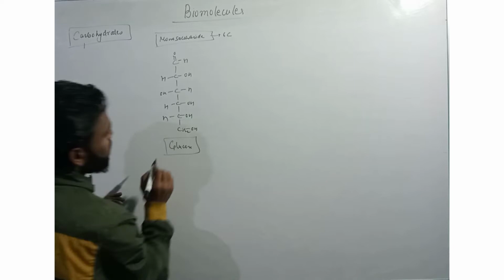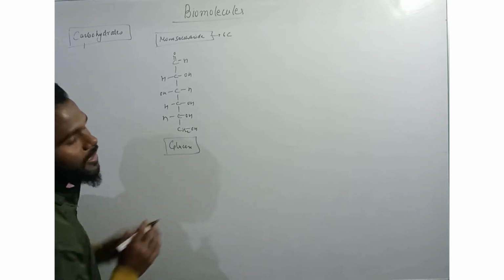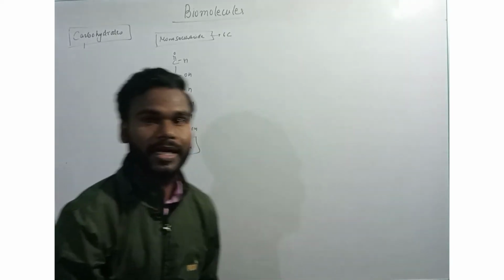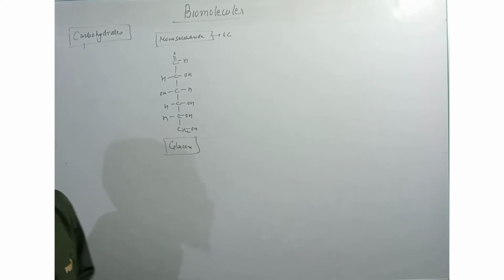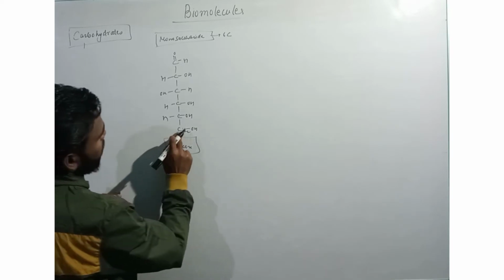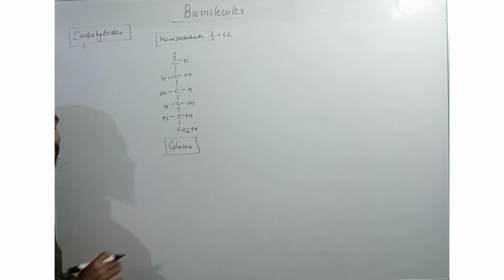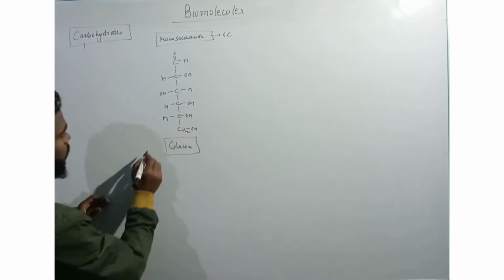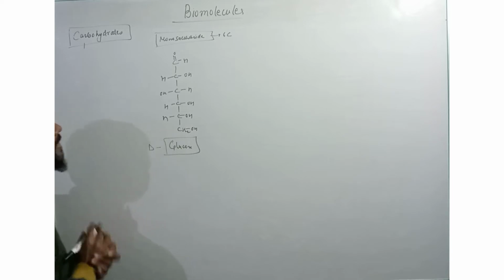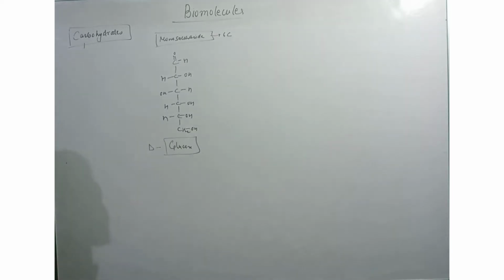Please do remember. Let's see. As I stated earlier, in glyceraldehyde, that is the last carbon. From the last carbon, if the hydroxyl group is present on the right hand side, that is called the D form of glucose. Okay, so please do remember, this is also a D form of glucose.